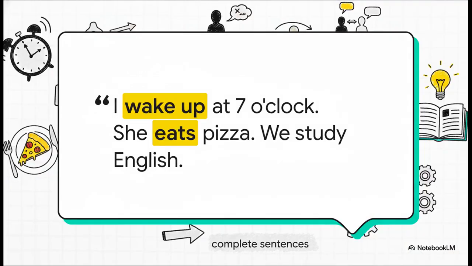And right here, you can see exactly how it works. Look at that first sentence. I wake up at 7 o'clock. You just take a subject, like I, you add a verb, like wake up. And just like that, you have a complete sentence. You are talking about your life. Look at the next one. She eats pizza. The subject is she, the verb is eats. It's that simple. And the last one, we study English. Hey, that's you. You are studying English right now. You can use this to talk about all the things you do.